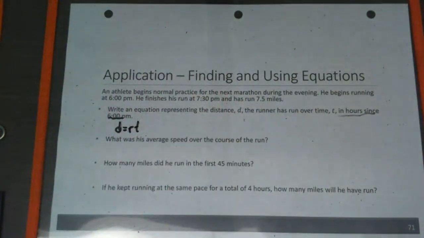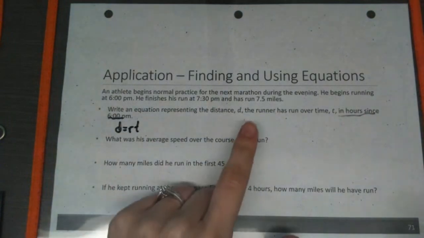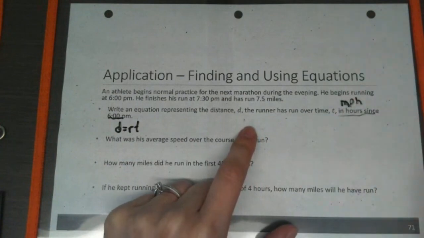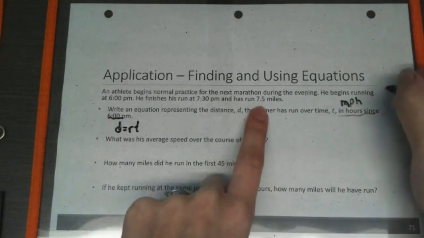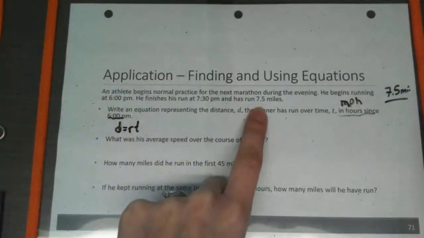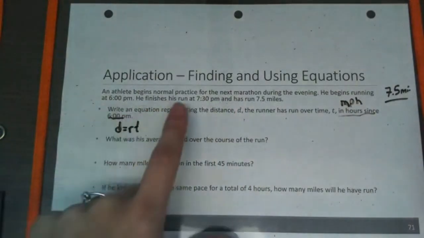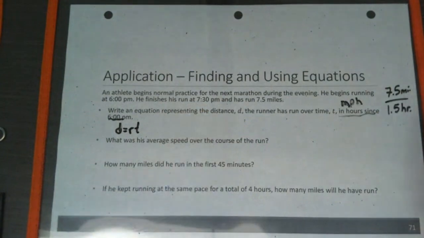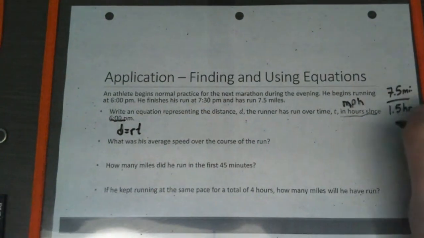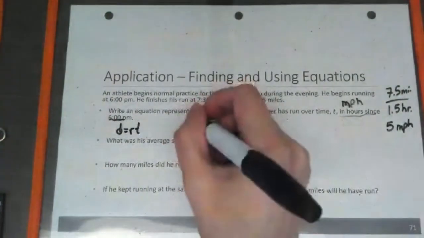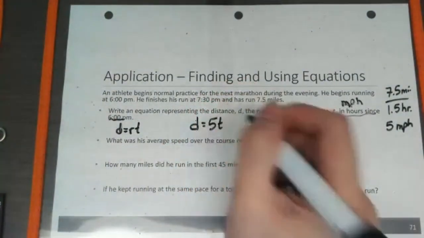The rate that this athlete ran is going to be given in miles per hour, because that's distance divided by time. The distance run is 7.5 miles, and the time it took from 6 p.m. to 7:30 p.m. is 1.5 hours. 7.5 divided by 1.5 is 5, and then our units are miles per hour. So the rate is 5 miles per hour. So our equation will be D equals 5t.